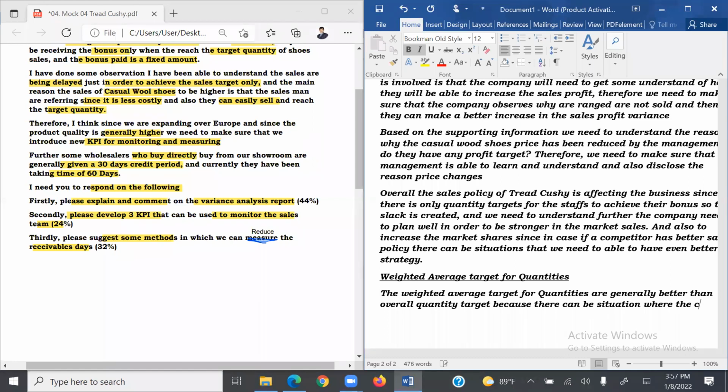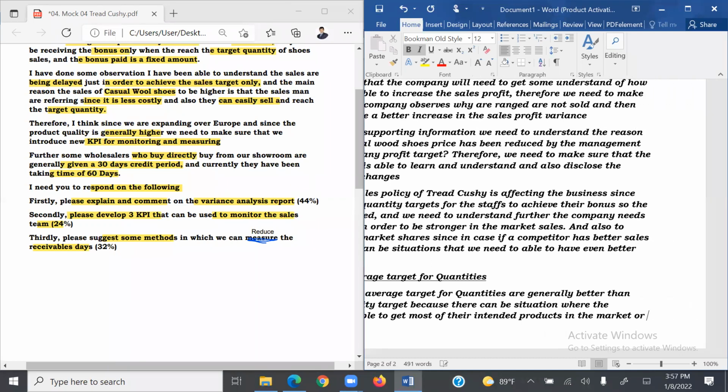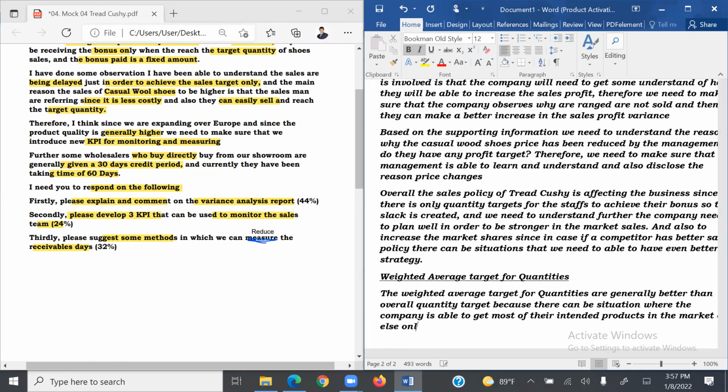where the company is able to get most of their intended products in the market, or else only a selected range will go in the market. Are you understanding what I am saying there, students? Only a selected range will go in the market.